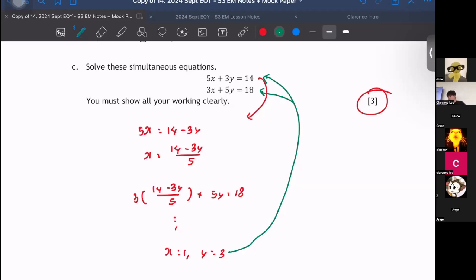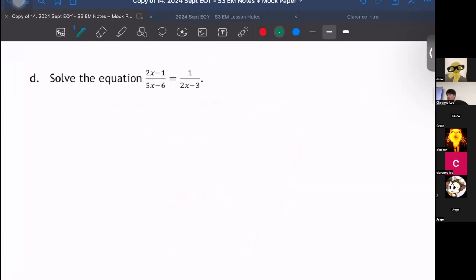Okay, next part D, fraction equals to a fraction. What must you do when you see a fraction equals to a fraction? Cross multiply, very good. So cross multiply, this times this equals to the other way around.